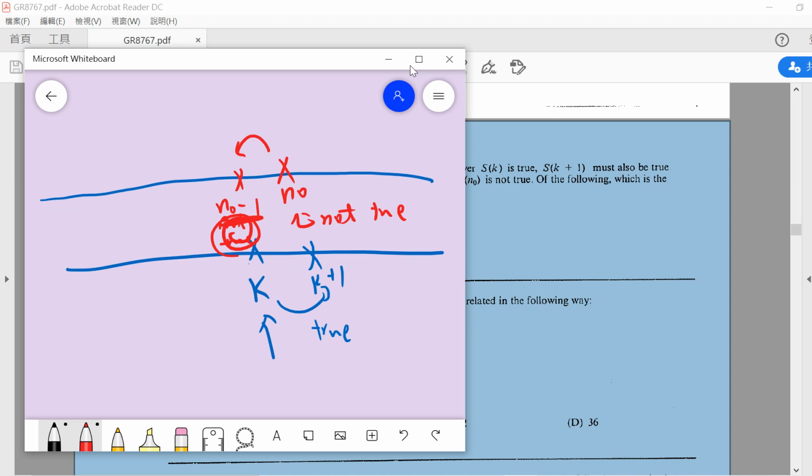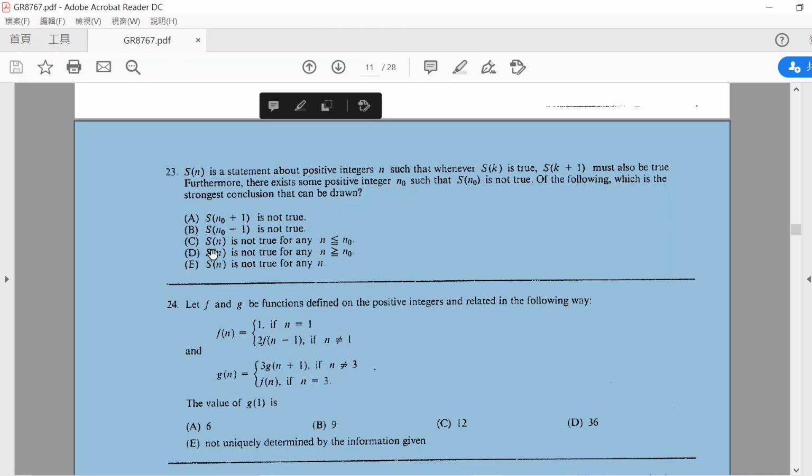So suppose n naught minus 1 is true, then n naught must be true. But we know that n naught is not true. So n naught minus 1 is not true. So we keep doing that, n naught minus 2 is not true, until 1. So the strongest conclusion we can say is Sn is not true for any n less than or equal to n naught. The answer is C.